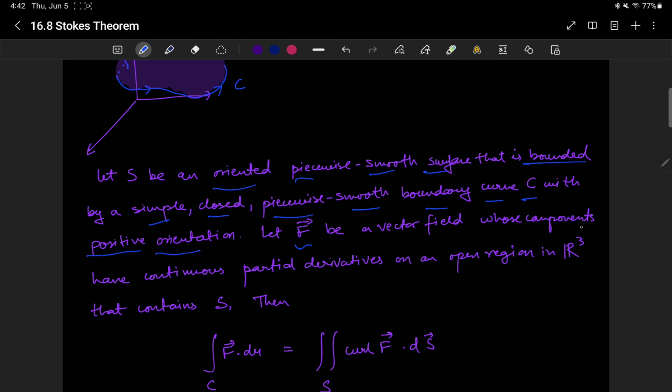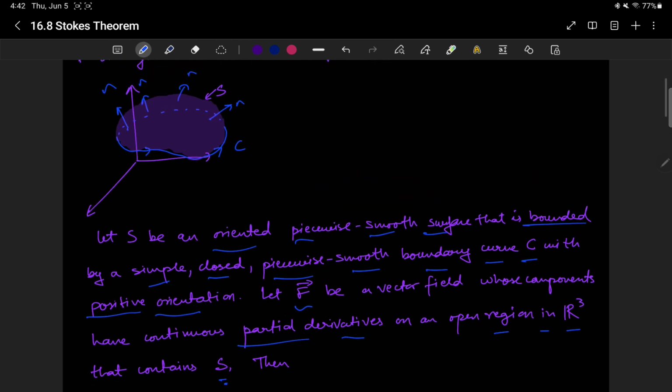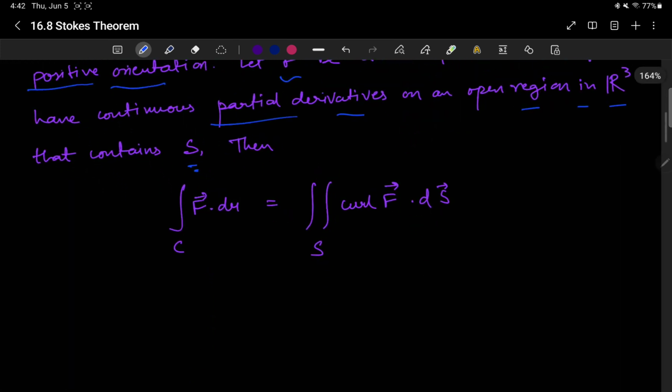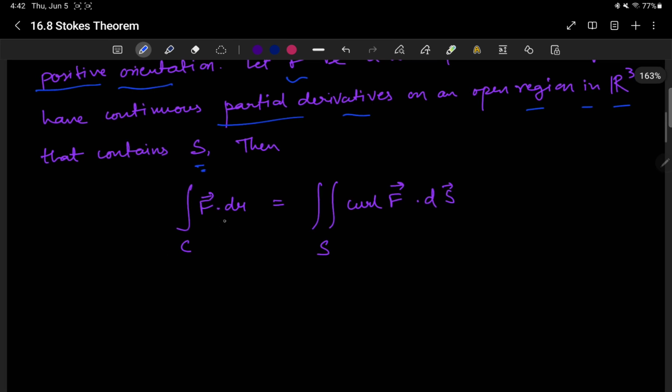Let F be a vector field whose components have continuous partial derivatives on an open region in R3 that contains S. So there's some vector field that's going through it. And the result says that the line integral of F dot dr is the same as the surface integral of the curl of F dot dS. Now this is also kind of similar to the fundamental theorem of calculus, because let's just count.